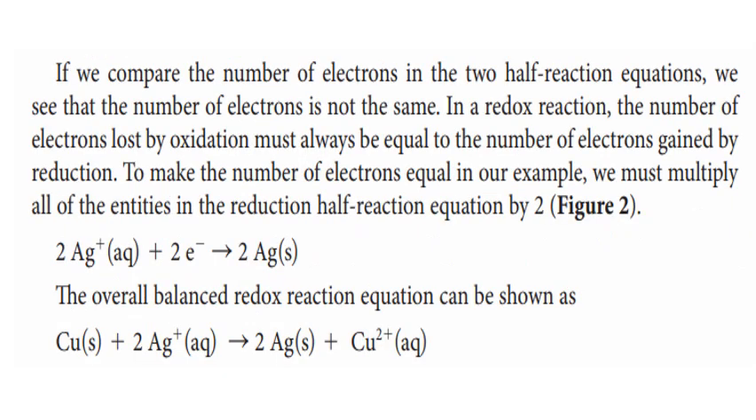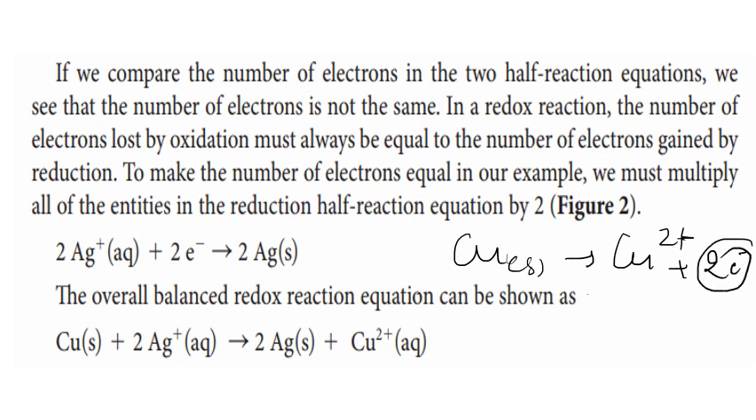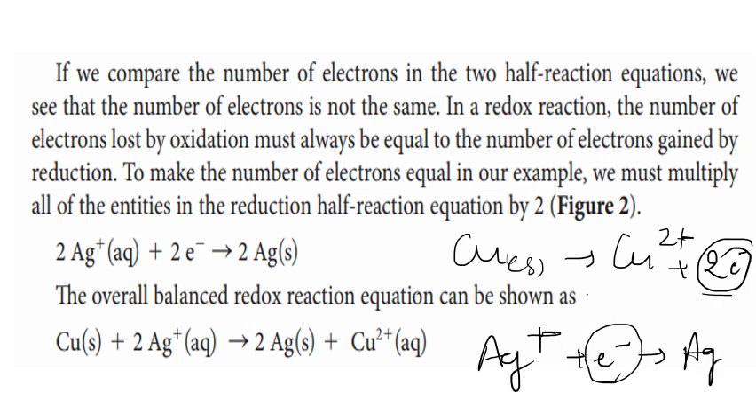Now they're saying if we compare the number of electrons in the two half reactions, they're not the same, right? So in copper, going from solid, it was losing 2 electrons. Okay, so there is a loss of 2 electrons, but if you pay attention to this one, which is Ag, Ag is +1, so it needs to gain 1 electron to become Ag. So here it is gaining 1 electron, here it is losing 2 electrons, right?